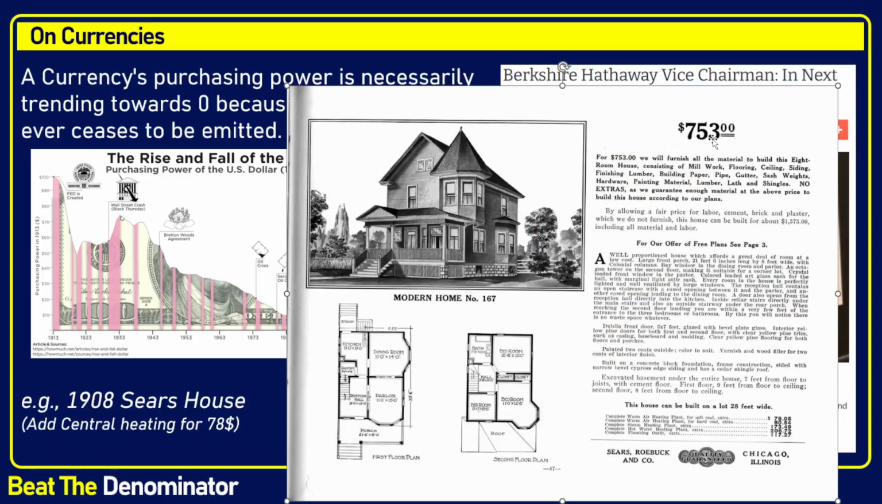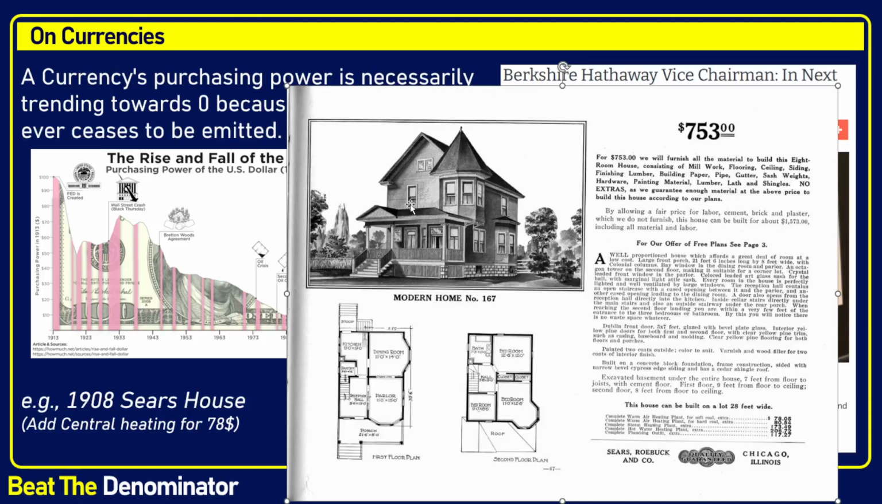$753, and that's all of the components, right? And if you wanted to actually build that house, you'd have to add another $1,500 to pay for all of the labor. So that doesn't change the share of labor in a house, but essentially that house you could have had for $2,300 roughly, right? That is what the cost of that house would have been in 1908, fully built, fully everything.